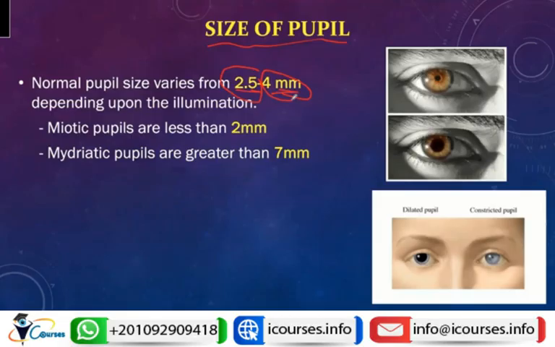Yes, exactly. So if it is smaller, it will decrease the visual acuity by diffraction. And what happens if it is larger? It is not only chromatic aberrations, but also spherical aberrations. So it will be affected by the chromatic and spherical aberrations. So remember this when we talk about visual acuity in the next lecture. So pupils can be considered miotic if they are less than 2 millimeters, and can be considered large or mydriatic if they are larger than 7 millimeters.